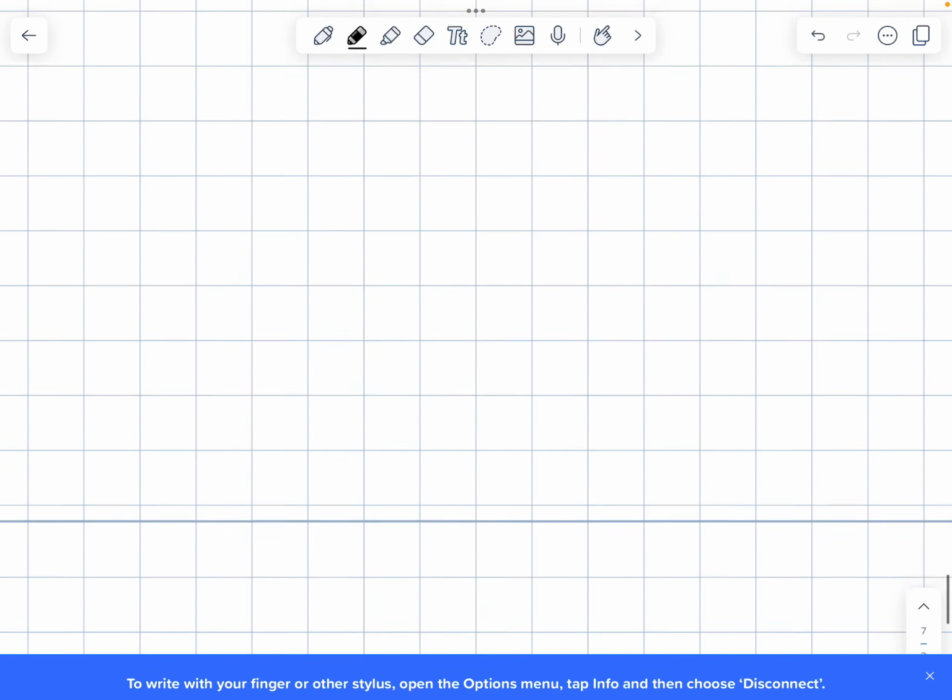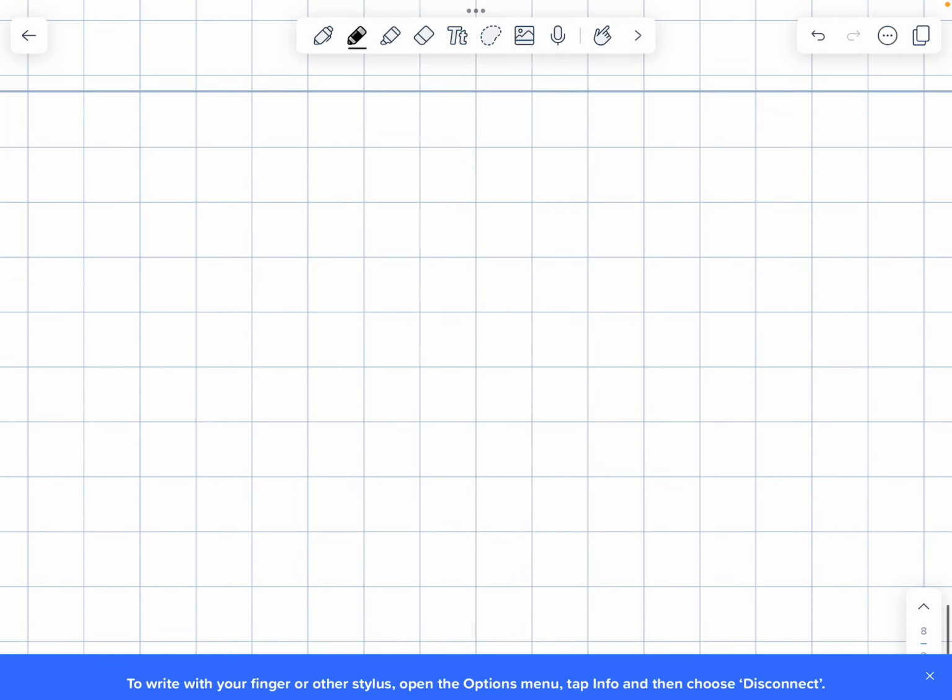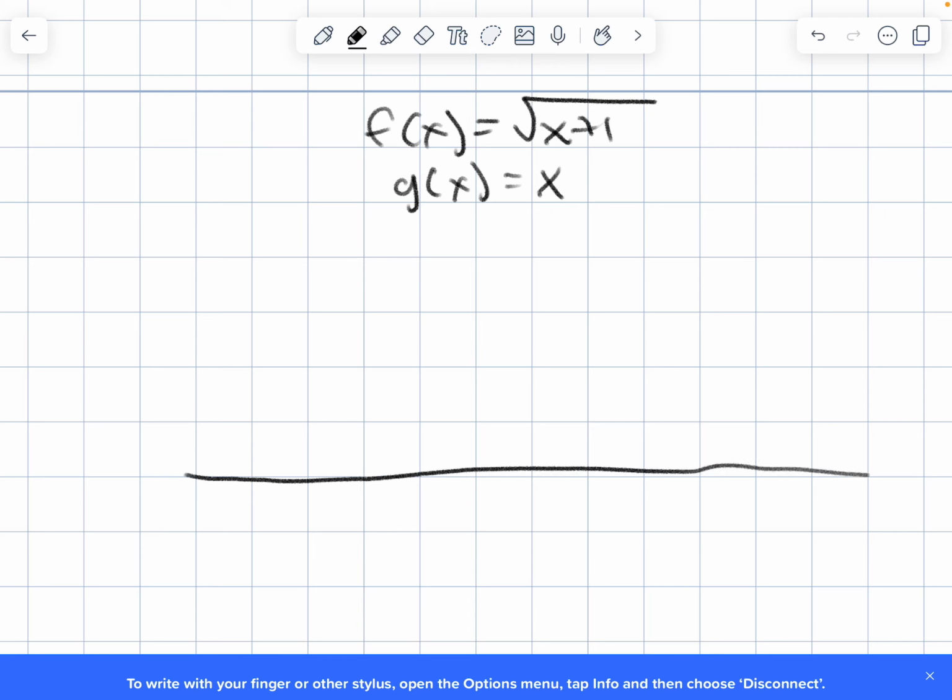Okay, here is a video on graphing radical functions and then using algebra to check that your graph is what you expect it would be. Okay, so let's just say we have two equations: f of x is equal to the square root of x plus 1, and g of x is equal to x. Let's first of all graph both of those in the same Cartesian plane here.